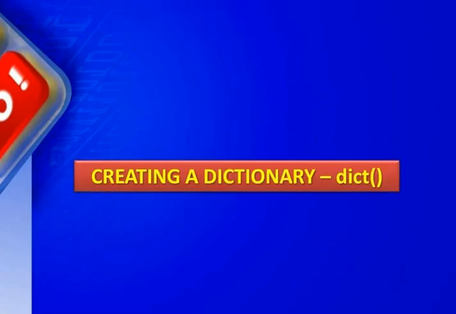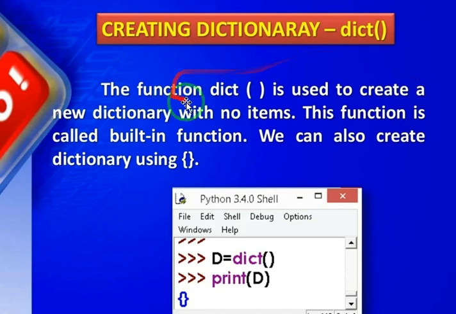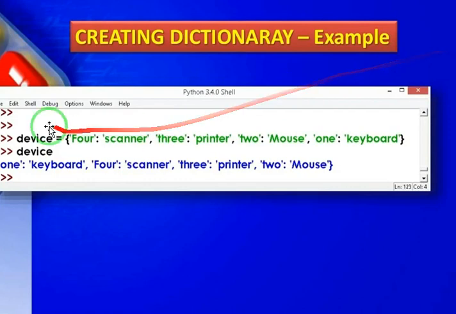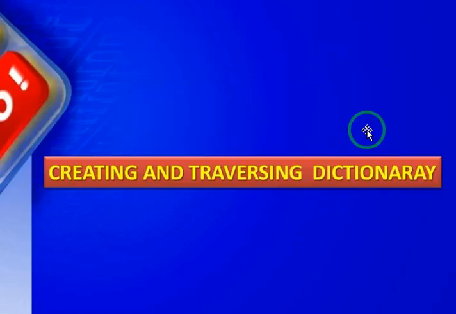How do we create a dictionary? We can create a dictionary by using dict when it has no items. This is a built-in function. So d equal to dict, print d, so this shows us the dictionary. Another example is this. We are creating a dictionary by taking two strings and separating them by a colon. This is the key, this is the value.